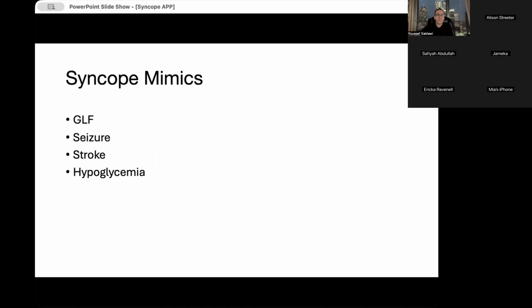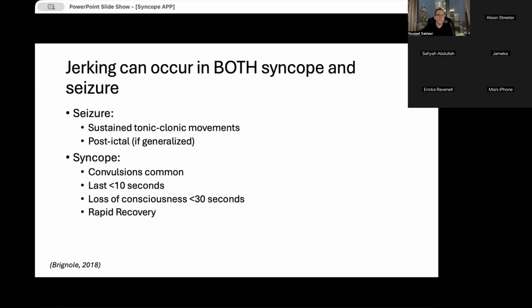A lot of times seizure and syncope can be very similar, so how can we compare the two? Jerking movements can occur in both syncope and seizure, so they can both have jerking movements of the extremities. In seizure, it's more likely to be prolonged and more likely for you to be post-ictal, especially if it is a generalized seizure. With syncope, convulsions are common.